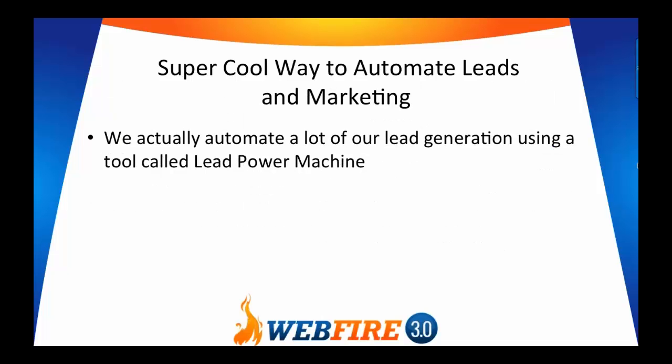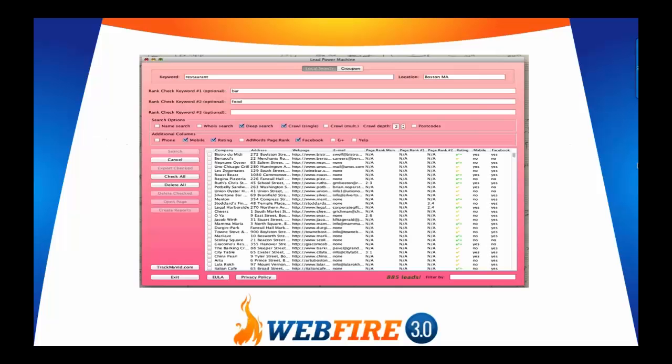So this is a super cool way to basically automate leads and marketing. We actually automate a lot of our own lead gen using a tool of ours called Lead Power Machine. And it looks like this right here. You can basically type in a keyword like restaurant followed by any location in the world. Doesn't have to be just in the US or the UK or Australia. It can be anywhere in the world.